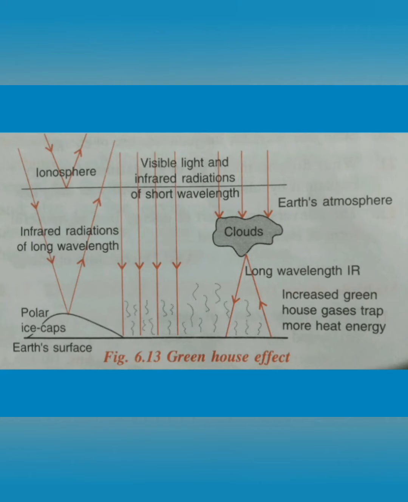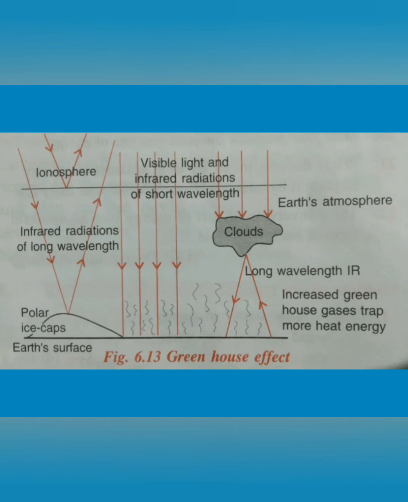Our Earth's atmosphere is transparent only for visible light and infrared radiation of short wavelength. Gamma rays, X-rays, ultraviolet rays are absorbed by the ozone layer surrounding the Earth, while infrared radiation of long wavelength and radio waves are reflected back into space by the uppermost layer of Earth's atmosphere, that is ionosphere, and the polar ice caps. The solar radiations which travel through the atmosphere of the Earth are absorbed by the clouds, Earth's surface, and seawater, due to which Earth's surface gets heated up.